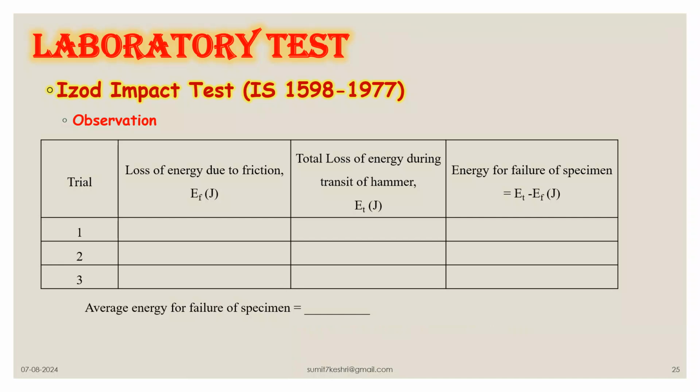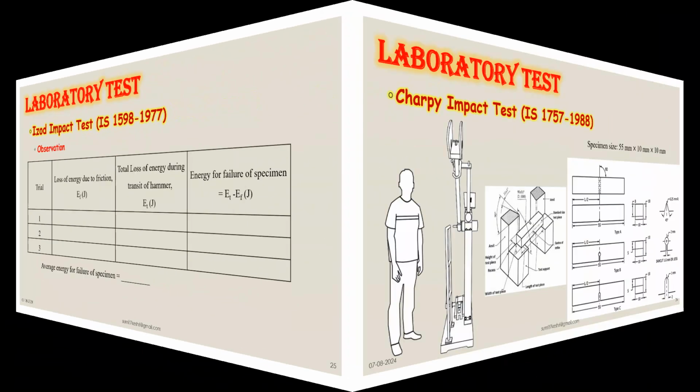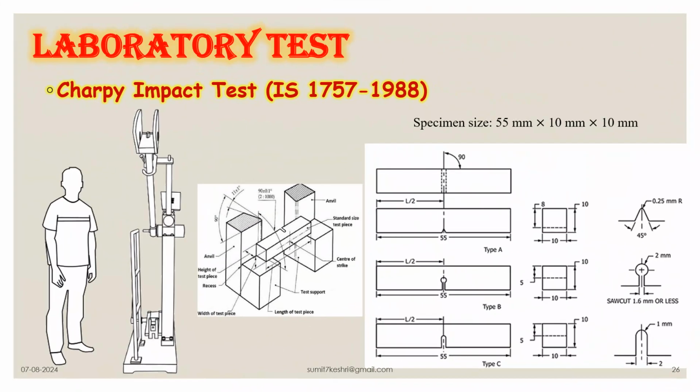Now the test is repeated at least 3 times, and the average energy for failure of a specimen is considered as a measure of toughness of that material. The Charpy test is similar to the Izod test but differs only in the dimension of the test specimen, its placing position and the falling height of the hammer.